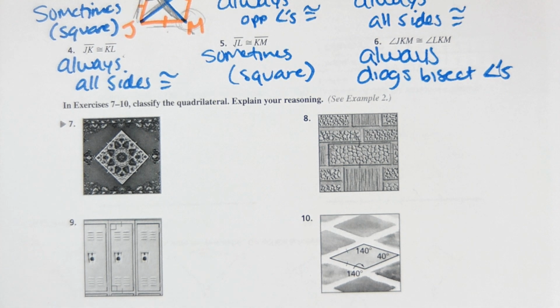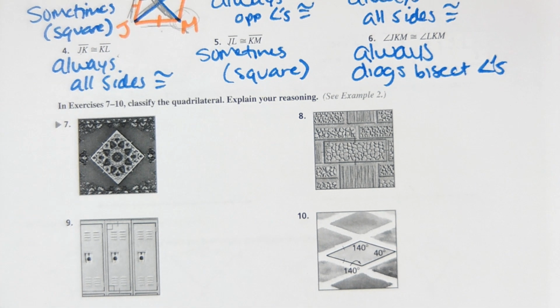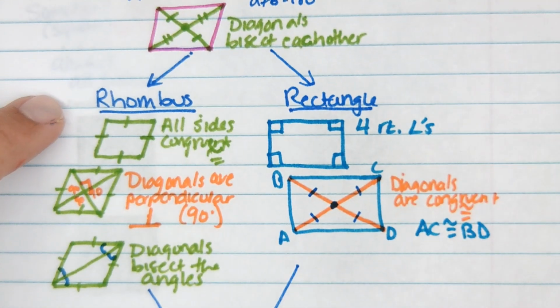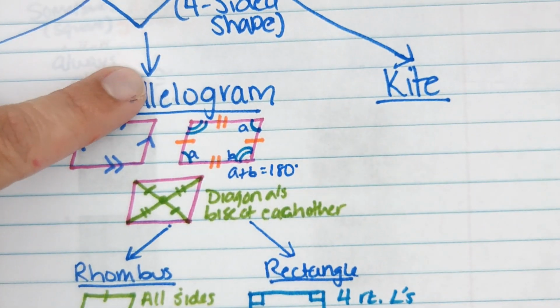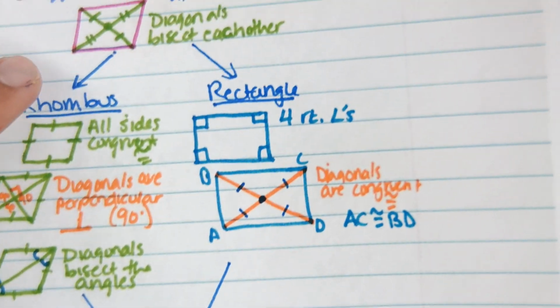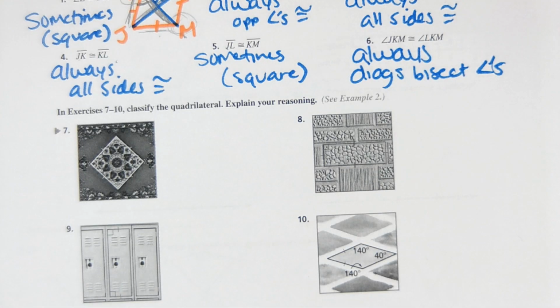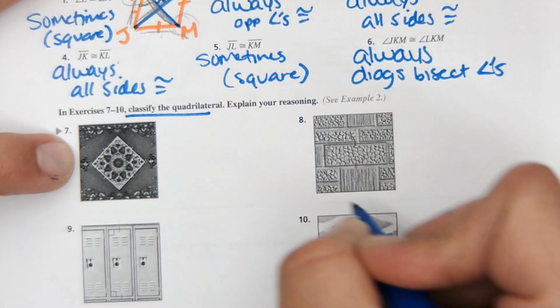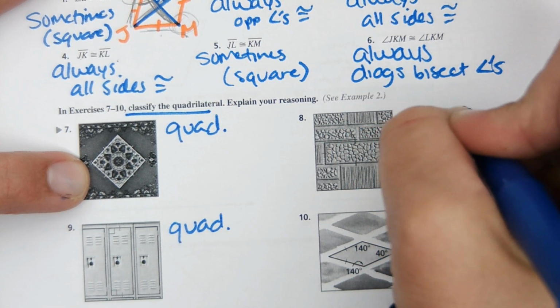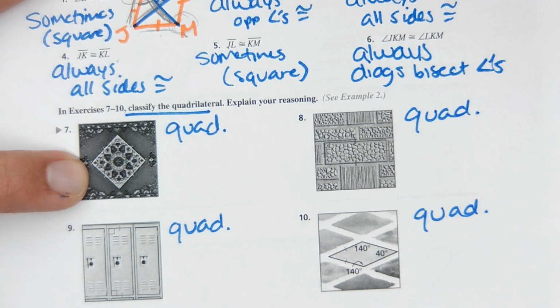Okay, then for the next exercise, it says classify the quadrilateral, explain your reasoning. So when we classify shapes, we have to be careful because they can have multiple classifications. For example, a square is also a rhombus and a rectangle and a parallelogram and a quadrilateral. So what we're essentially doing is going down to the most specific and then also naming everything above that as well. So to classify the quadrilateral, they are all quadrilaterals, so we can start there. That would be the most broad classification. They're all quadrilaterals.